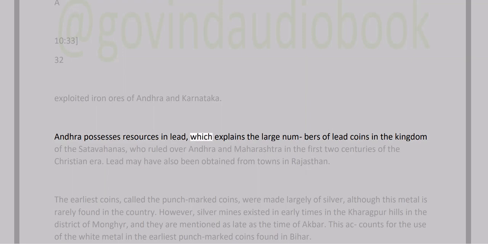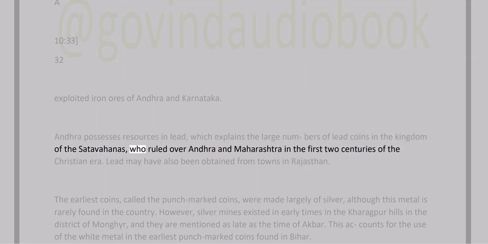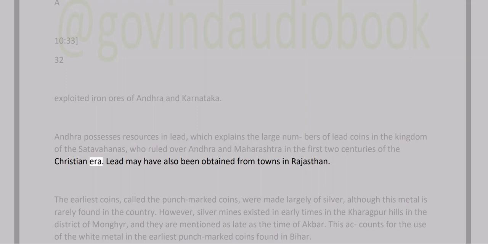Andhra possesses resources in lead, which explains the large numbers of lead coins in the kingdom of the Satavahanas, who ruled over Andhra and Maharashtra in the first 2 centuries of the Christian era. Lead may have also been obtained from towns in Rajasthan.